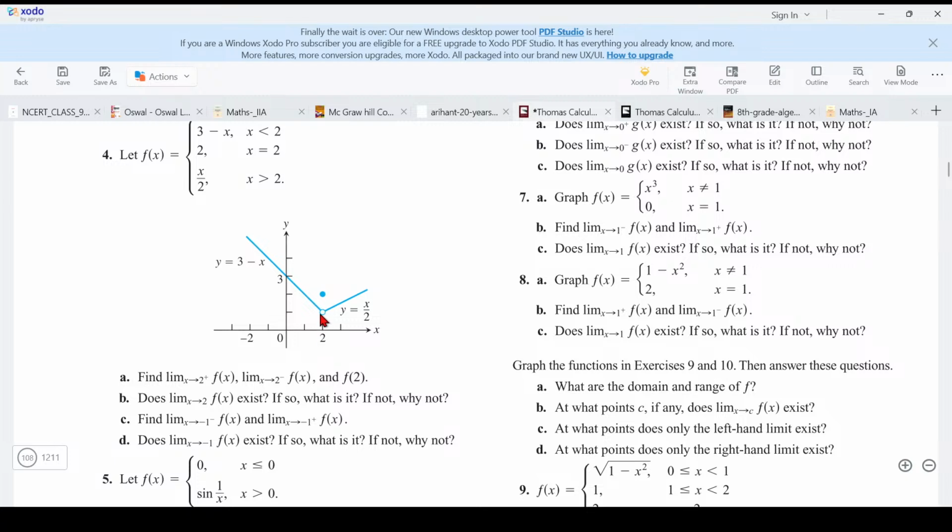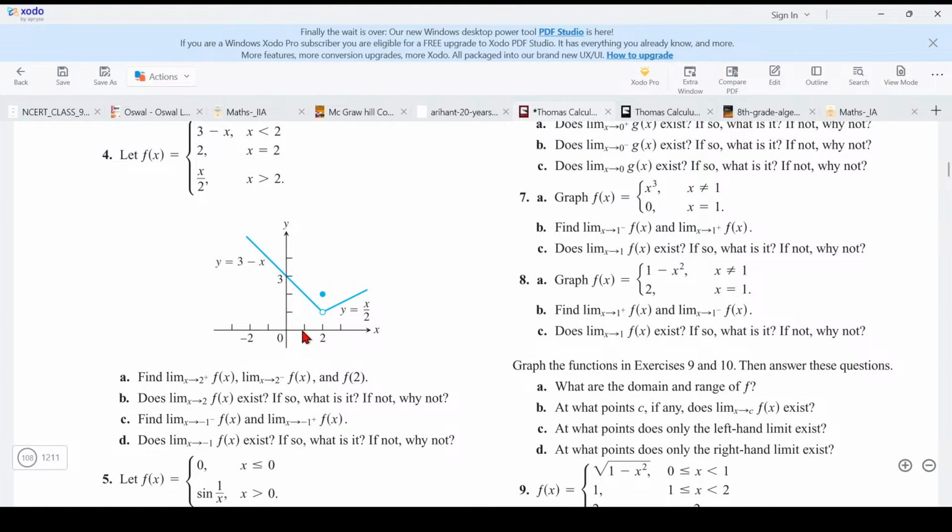So what does it mean? At limit x tends to 2, does it exist? Yes. It exists. And what is the value? 2. No, no. Why 2? It is 1. The limit is 1. Okay.